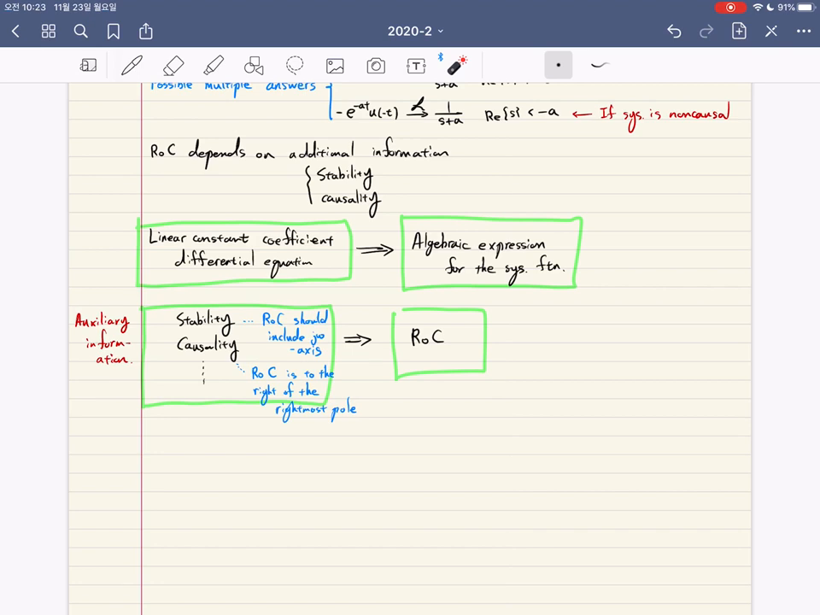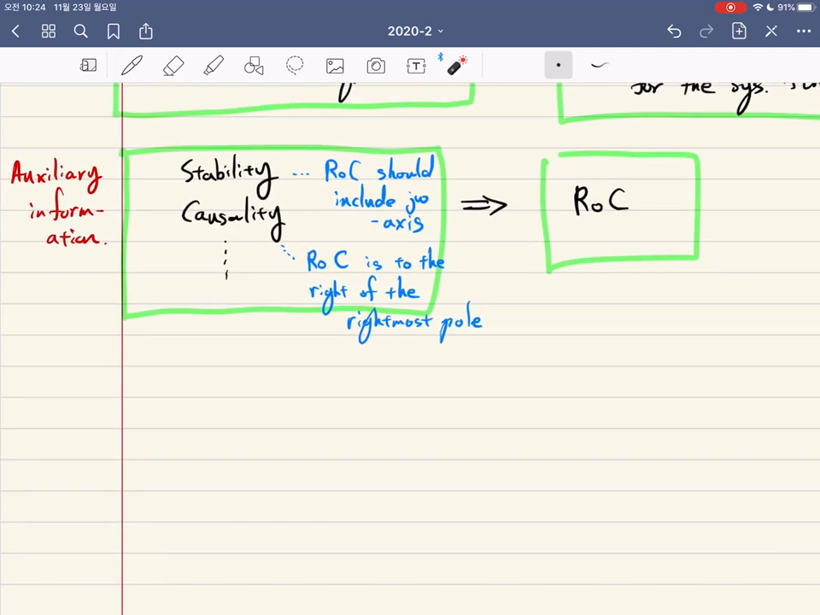In the Fourier transform, when it was used as an application to the differential equation, we haven't talked about this auxiliary information. However, you have to choose the region of convergence for this Laplace transform. Therefore, you need this kind of additional information. The two most representative examples are stability and causality. Okay, so I think we can move on to our next subsection, which is the second order system.